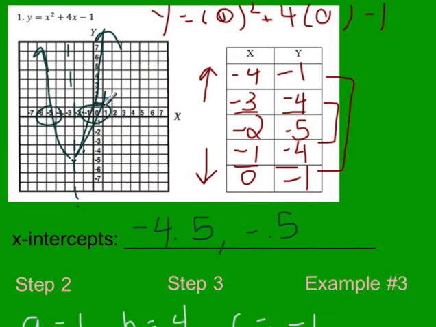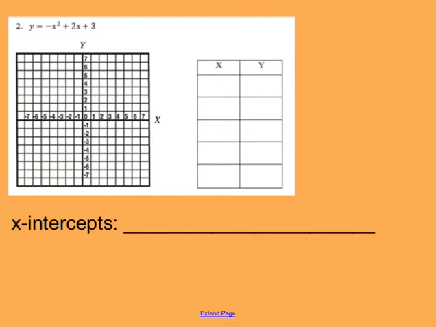So I'm looking at where it's crossing the x-axis. That's what your x-intercepts are. And that's going to come more into play further down with your note videos. All right, let's take a look at number 2. It's going to be the same thing.